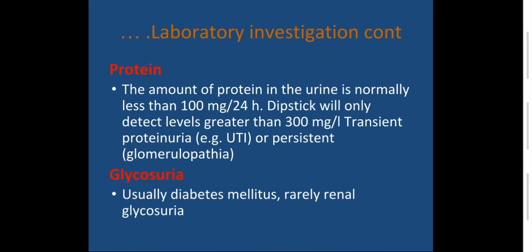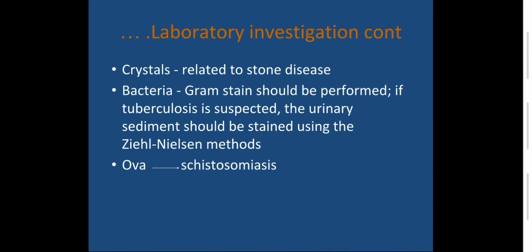Protein in the urine is normally present up to 100 mg per 24 hours. The diagnostic strip will measure only levels above 300 mg per liter. Transient proteinuria is common, for example, after exercise or after UTI, while persistent proteinuria occurs, for example, in glomerular disease. Glucosuria occurs in patients with diabetes mellitus, and rarely in kidney crystalluria and in stone disease.